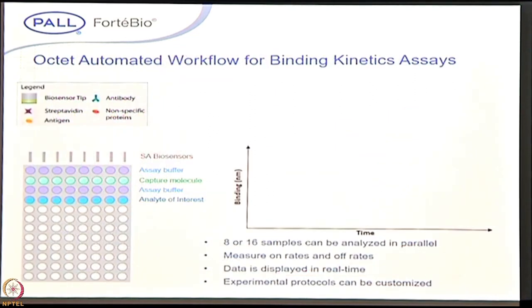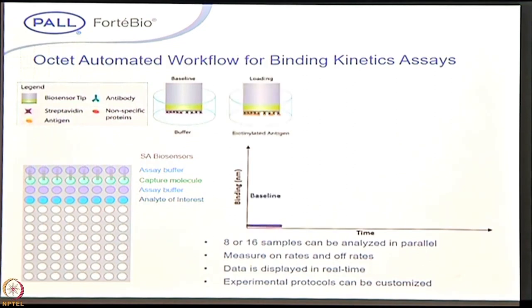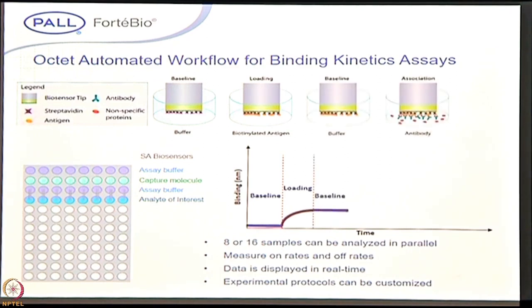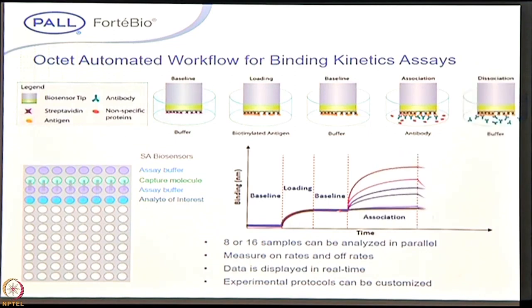So how exactly do the kinetics workflows work? First, the sensor will dip into the well containing a buffer. You get a baseline here. Next, it will dip into the well which has the loading, and then goes back to the well containing a buffer. There the unbound material gets washed off. And then the corresponding analyte is binding, you can see the signal, and then it goes back to dissociation.